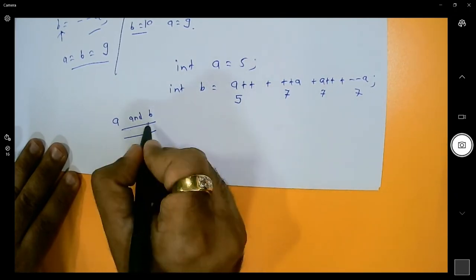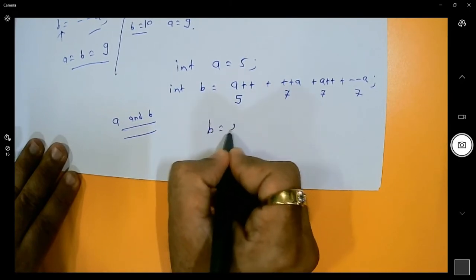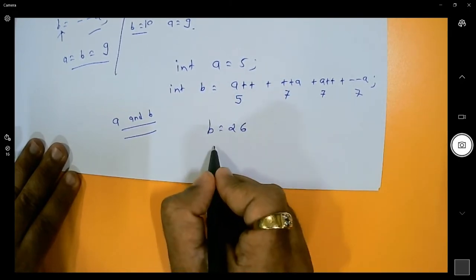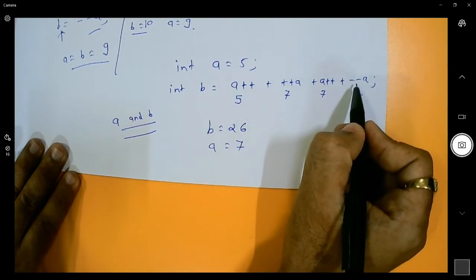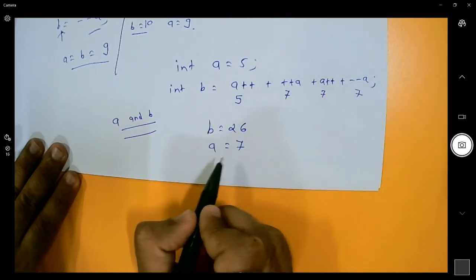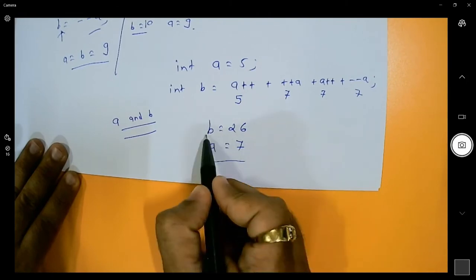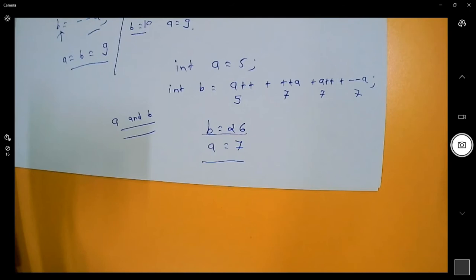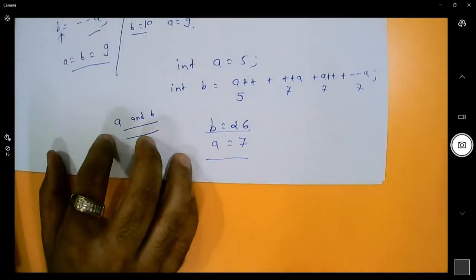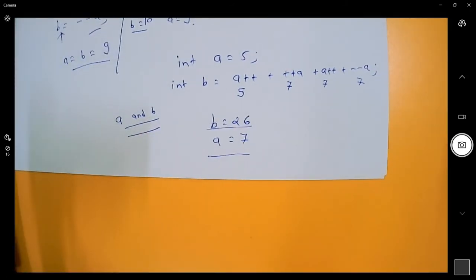So your b will be 26 and your a will be 7. Why? Because minus minus a is already done. So your a will be 7 and your b will be 26. Let me give the same demonstration practically so you people can get the idea of what the increment and decrement operators are.